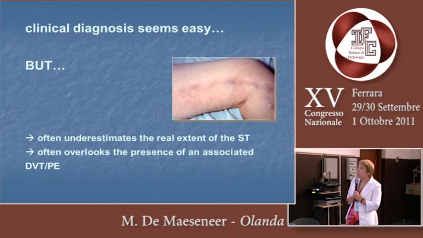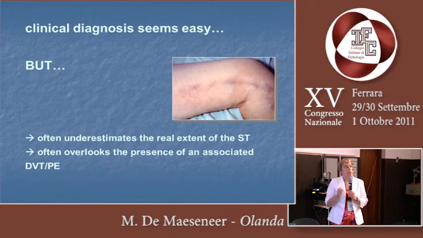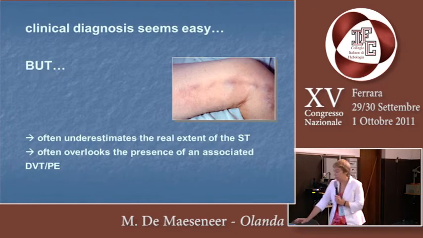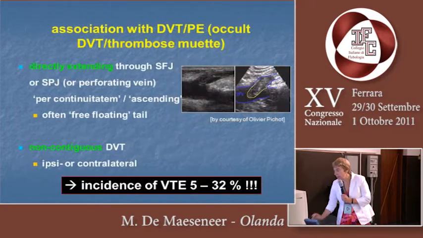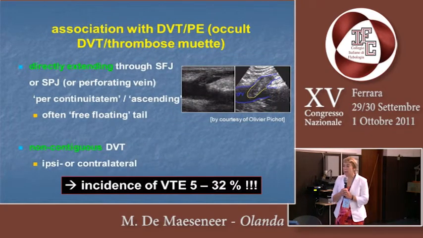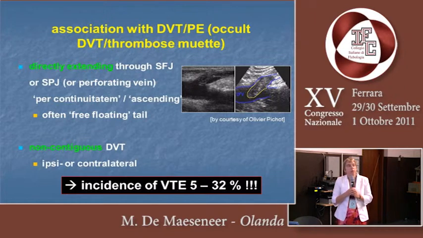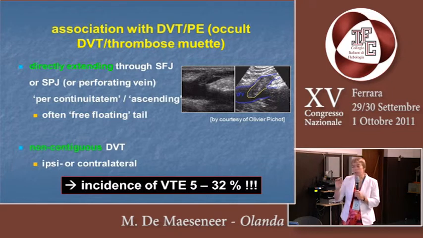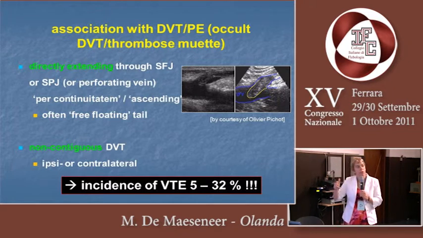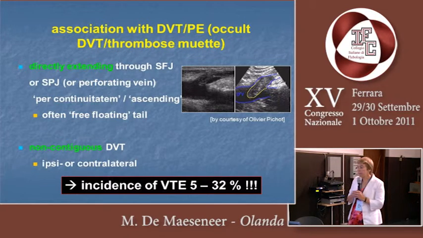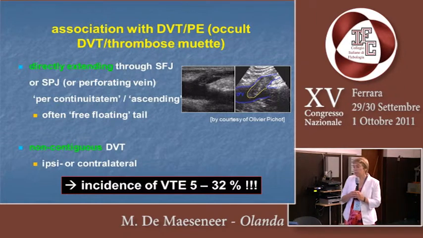The second point is that sometimes there is an associated deep vein thrombosis, and it can present like a hidden thrombosis, which is not clinically obvious. In French, they have a nice name for that, thrombose muette, which is like a silent occult thrombosis. This thrombosis can have two presentations, either directly extending from the saphenofemoral junction or the saphenopopliteal junction, or through a perforating vein, which we call per continuitatem, or an ascending superficial vein thrombosis.